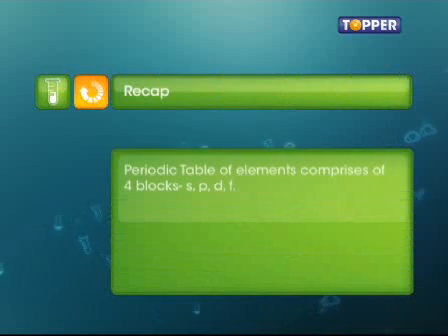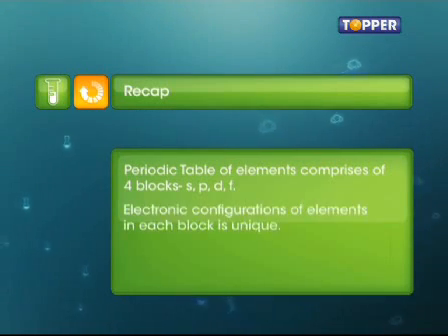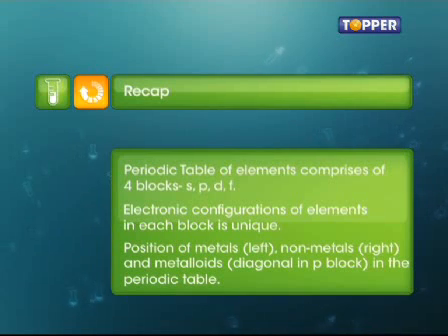Welcome back. In this episode, we have been exploring the big house of elements, that is the periodic table. Before we see what kind of exam questions you can expect, let us summarize what we have learned so far. We saw how a large number of elements known to us can be classified in 4 blocks of the periodic table, that is S, P, D and F blocks. We studied the general electronic configuration of elements in each block and identified the position of metals, non-metals and metalloids in the periodic table.